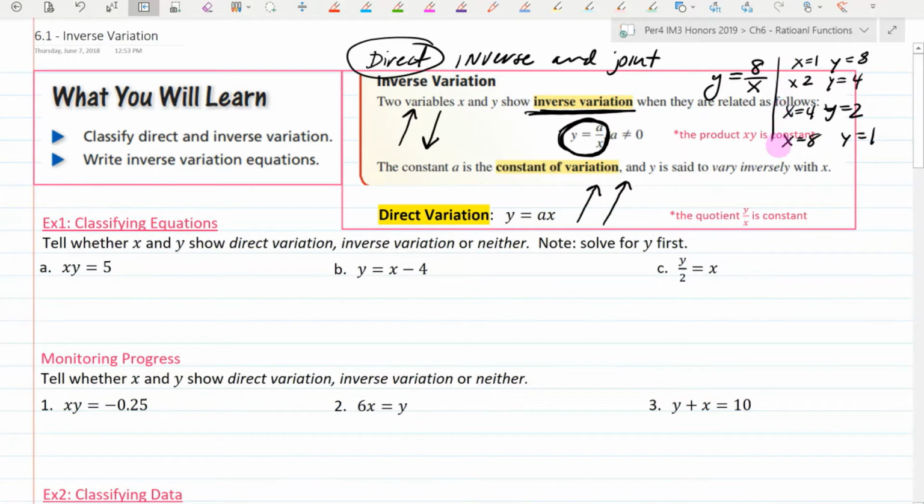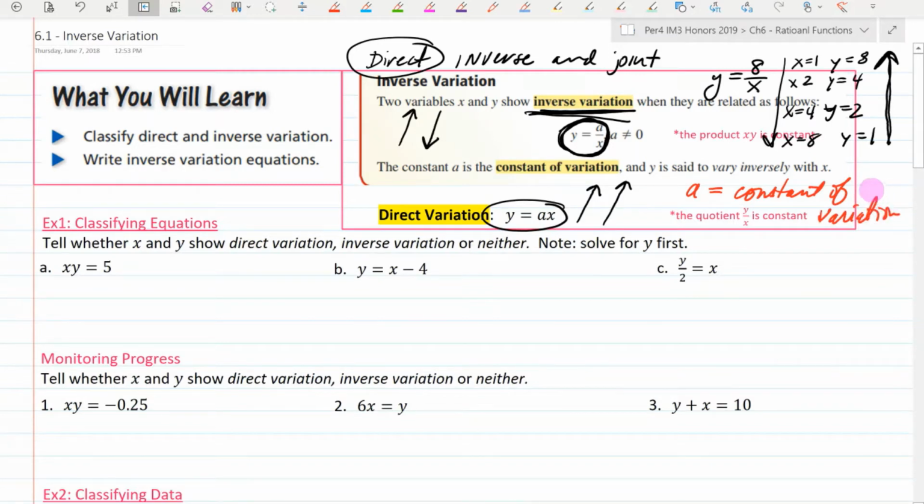So as these numbers got bigger, these numbers got smaller. So they go in opposite directions. As the y values go up, the x values go down. That's inverse variation. Okay, and then inverse variation is y is equal to a over x. And then the a value is called the constant of variation.